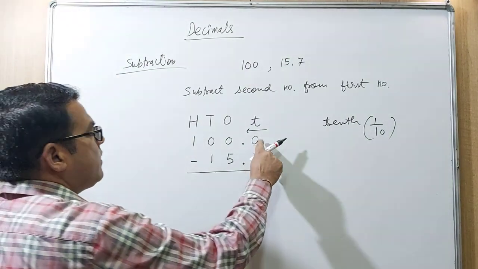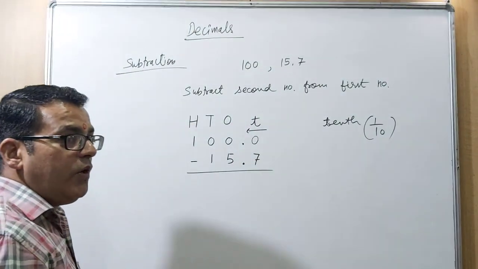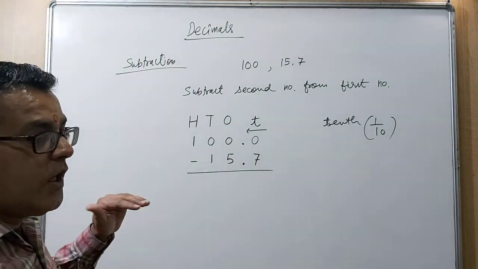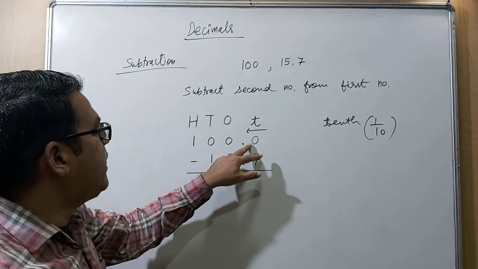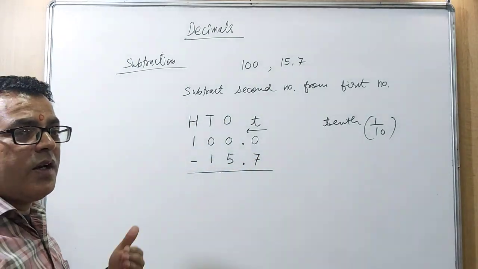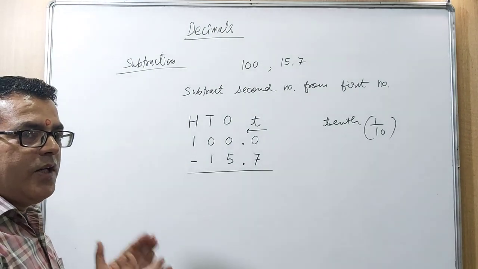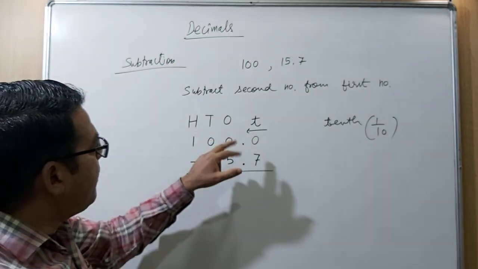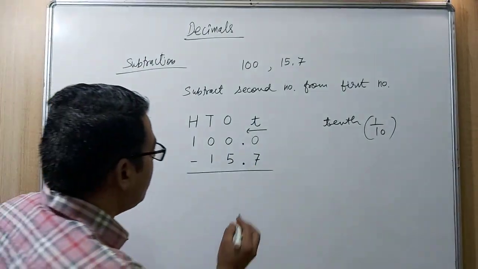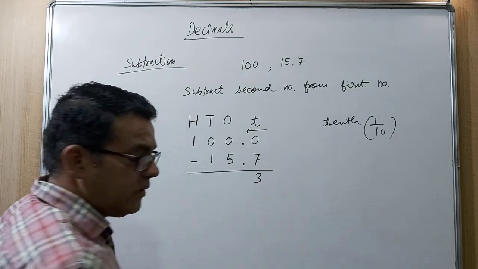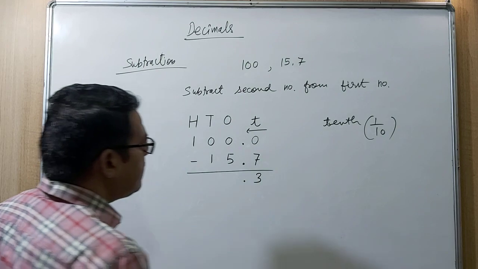Now here you can see 0 is here, and we need to subtract 7. So it means we need to take a borrow from the previous digit. After taking the borrow, it becomes 10. You know what a borrow is and how we can take a borrow, I'm not going deep here. After taking the borrow, we have 10 here, right? Now 10 minus 7, 3 we can write. Decimal point we write as it is.